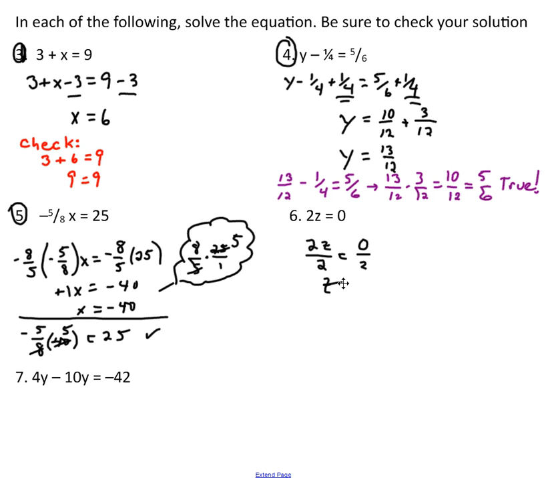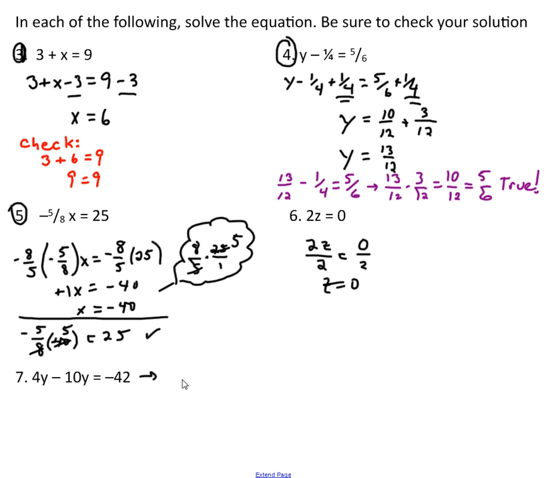And of course, yeah, that has to be our answer because z is 0. 2 times 0 gives us 0. We're done. One more problem to check right here. Let's take 4y minus 10y and see what value of y gives us -42. Now, this problem seems a little bit more difficult, but really isn't so much.